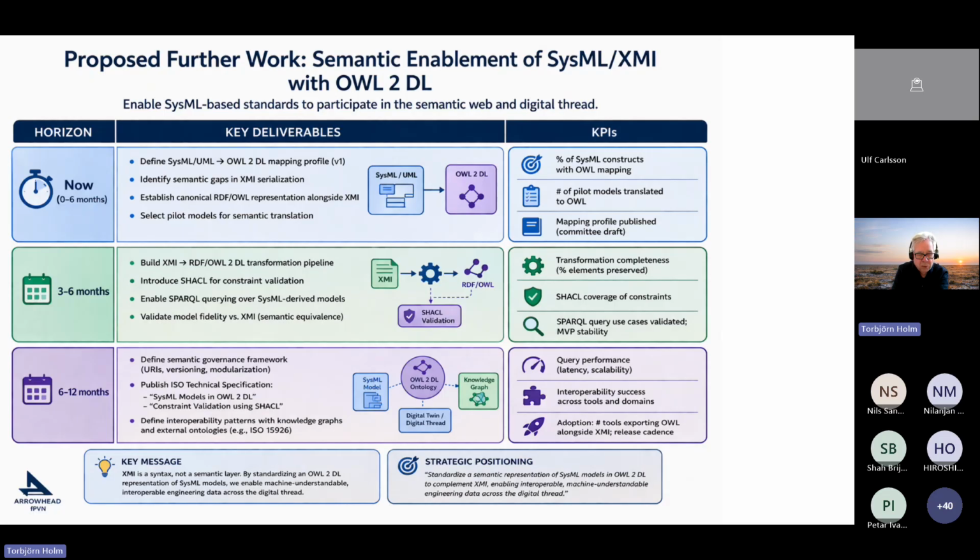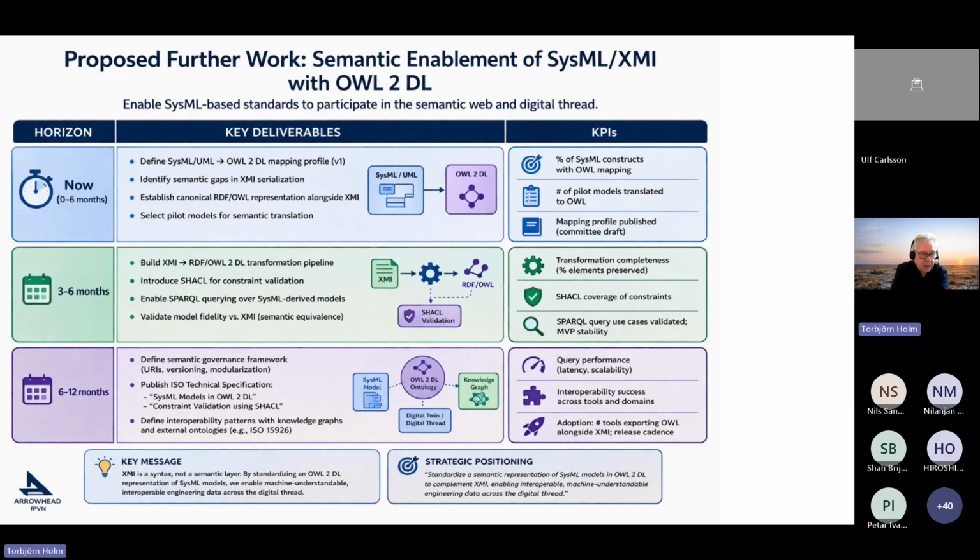Later, we hope that they will be ISO technical specifications, like SysML models in OWL 2 DL or constraint validation using SHACL and so on, and also how we can get this to work seamlessly with these reference data libraries like ISO 15926-4 and CFIHOS.